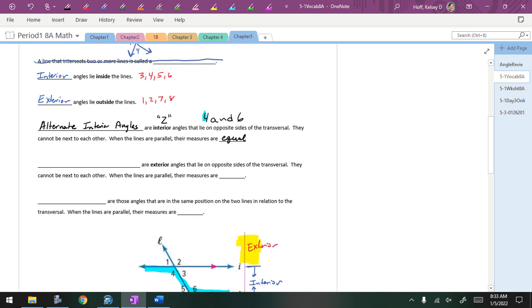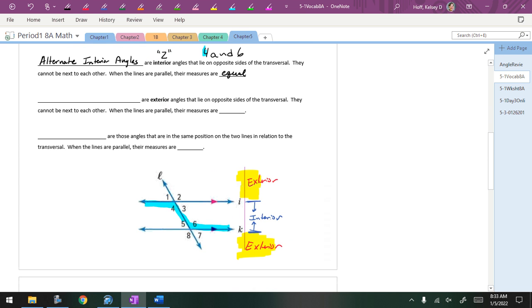Alternate interior angles, 4 and 6. If I erase this, if I chose angle 3 and 5, you see the Z that's backwards? Okay, so 3 and 5 are also alternate interior angles.